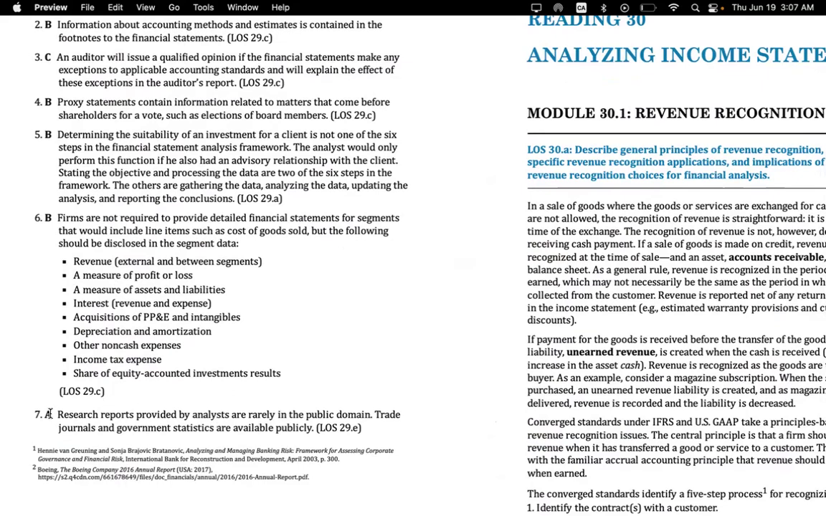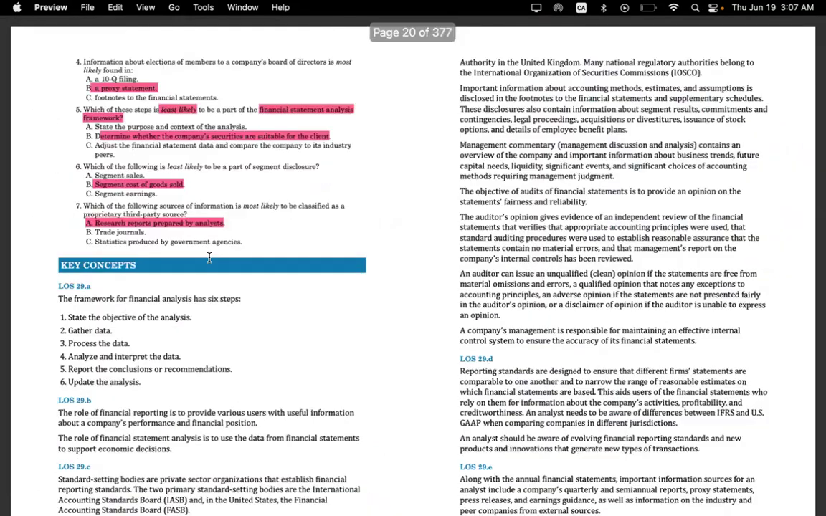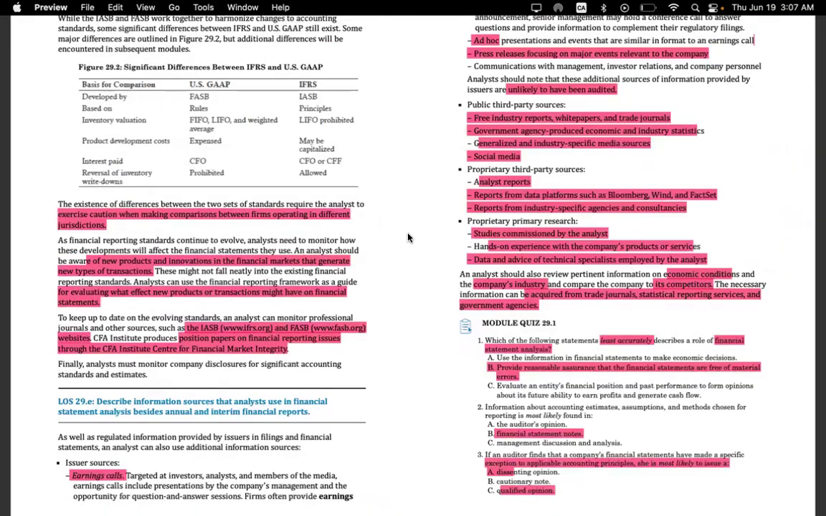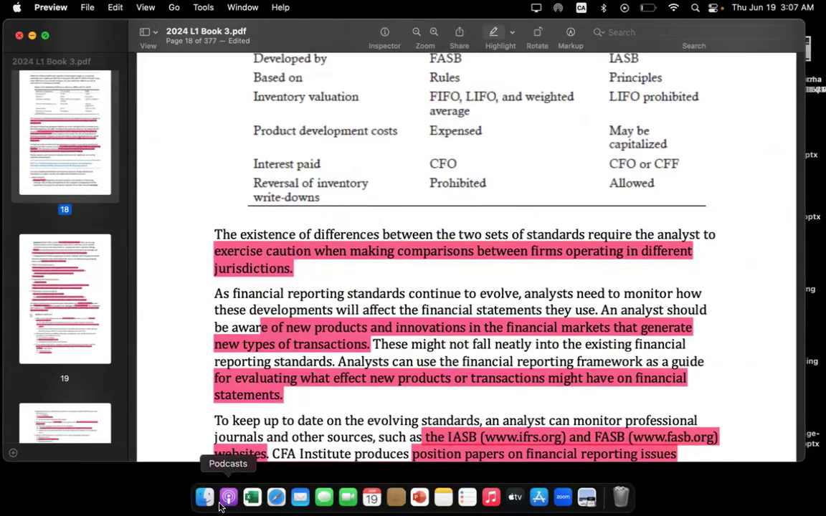So research reports provided by analysts are rarely in the public domain. So proprietary third-party sources are things that are not available to the public. 7A. So we were right. I was right for all of them. Yay. Okay. Now let's go on to Schweser real quick. The Q bank.